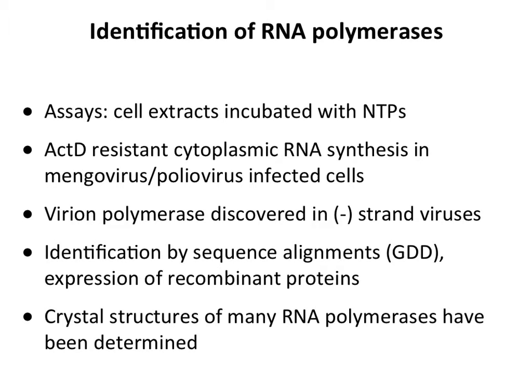So in the negative strand viruses, I think VSV was one of the first to have a polymerase discovered in the particle. And they had an enzyme there that had this activity of making RNA from viral RNA.